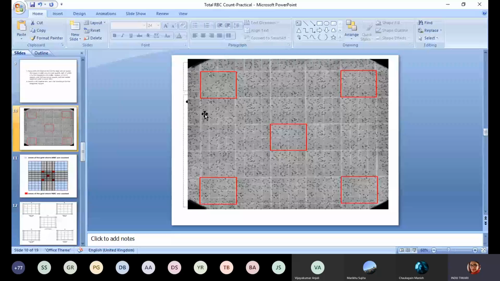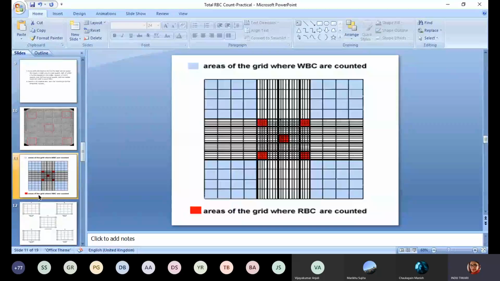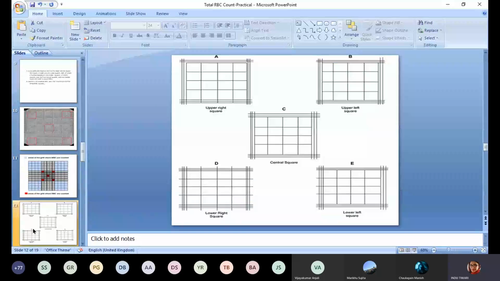Okay. So once you have done that, what are you going to do? How are you going to calculate the volume? How are you going to calculate the total number of the RBCs? That is what we are going to study now. Okay, it is simple maths. You just have to understand.